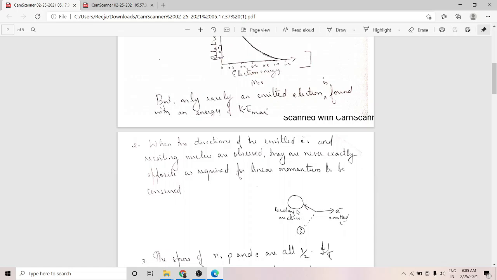This is the recoiling nucleus, that is the daughter nucleus which has recoiled after the emission of electrons. Now, both the direction of the emitted electron and that of the recoiling nucleus must be exactly opposite for conserving momentum. But here they are not found to be exactly opposite. That means momentum is not conserved.